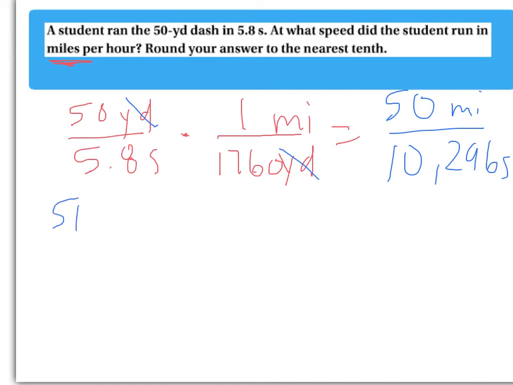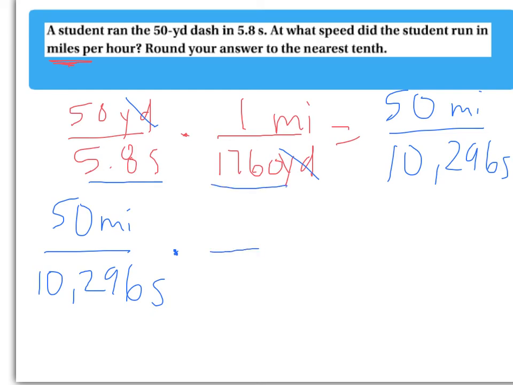So I'm going to rewrite my 50 miles over 10,296 seconds. If you're wondering how I got that big number, I took 5.85 times 1,760. So now I have the miles on top, but now I want to get the hours on bottom. So in order to get this seconds to cancel out, I have to have seconds on top, and I'm going to put hours on bottom. Well, I know there's 60 seconds in a minute, and I know there's 60 minutes in an hour. So I'd have to do 60 times 60.